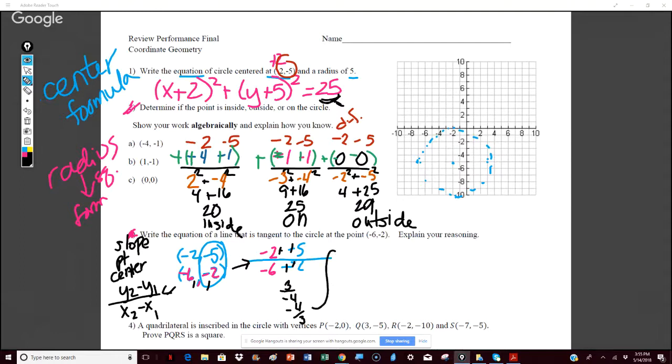But now we need to take the perpendicular. Whenever we do perpendicular, we do the opposite and then we do the reciprocal. So negative 4/3, the perpendicular to negative 4/3 is ooh. Whoa, whoa, whoa, whoa. Don't listen to me.